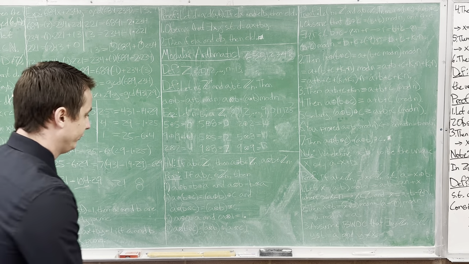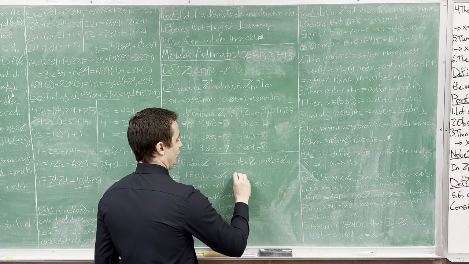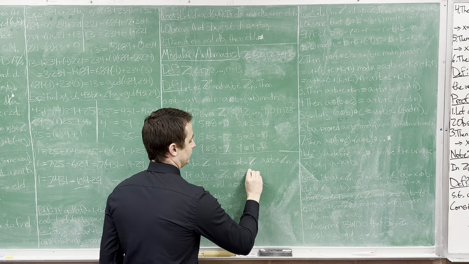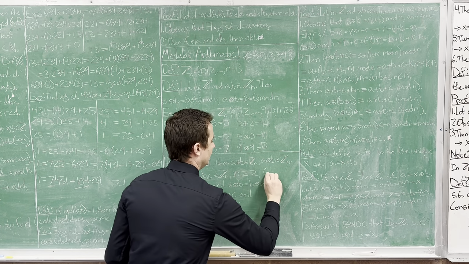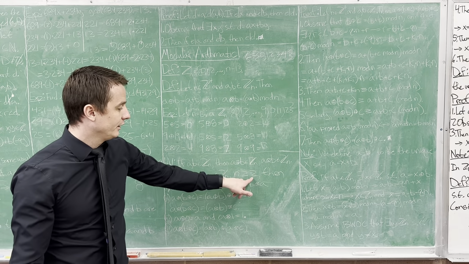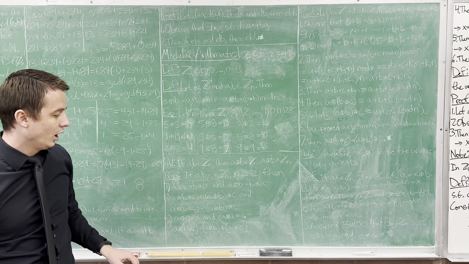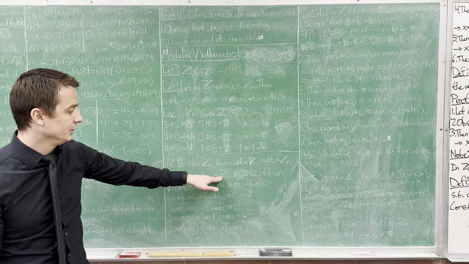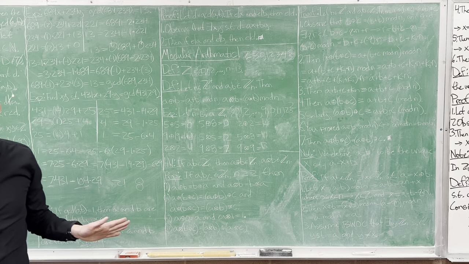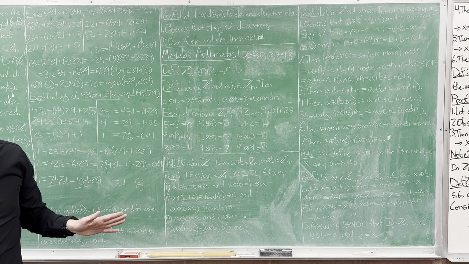Now, proof. If a, b, and c are in Z sub n, where n is greater than or equal to 2, then all this happens. Why do I need n to be greater than or equal to 2? Because I'm going to reference the number 0 and the number 1. And 0 and 1 are only in Z sub n if n is at least 2. Make sense?